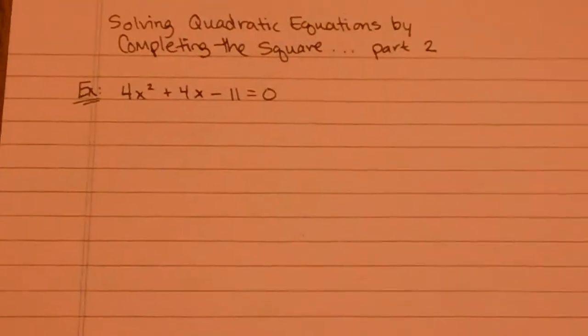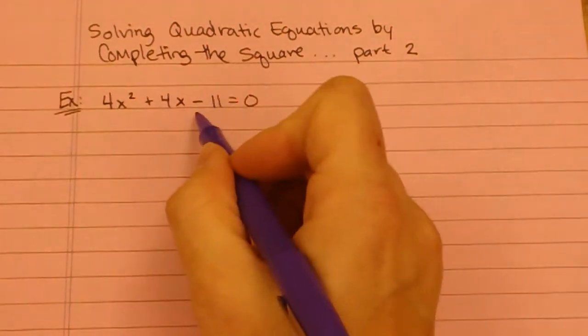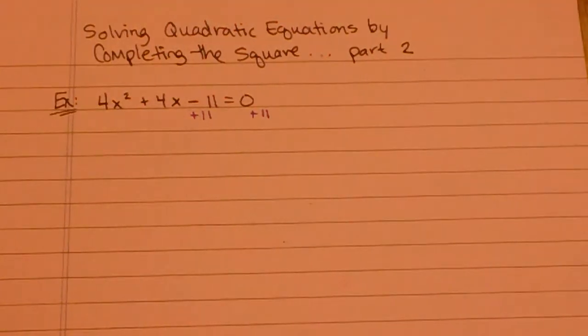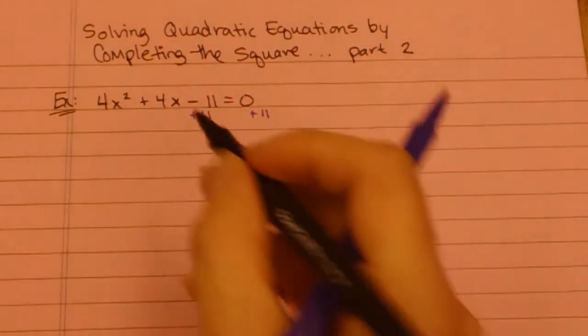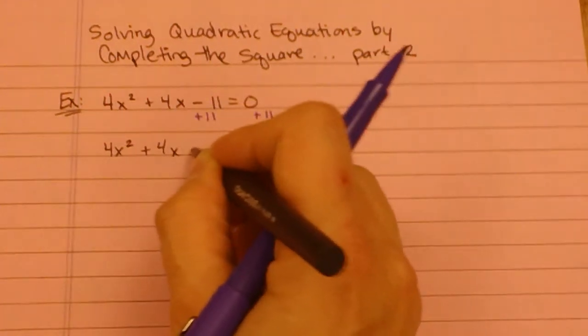So here's our first yucky problem. 4x squared plus 4x minus 11 equals 0. We're going to have the same first step we did on the other problems that we've done so far. So we're going to get all of the x terms on one side and the constant term on the other. So we'll add 11 to both sides. So we get 4x squared plus 4x equals 11.